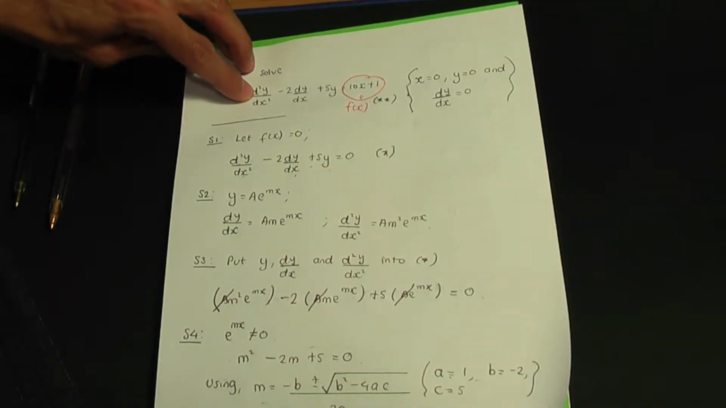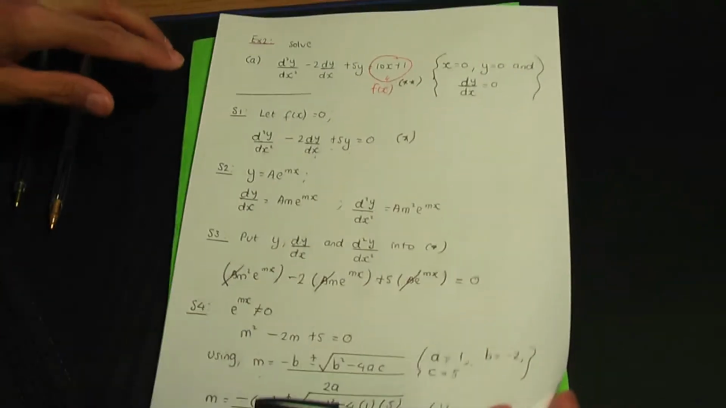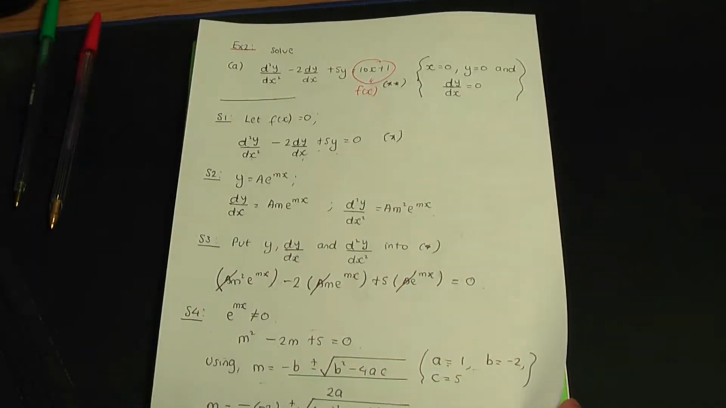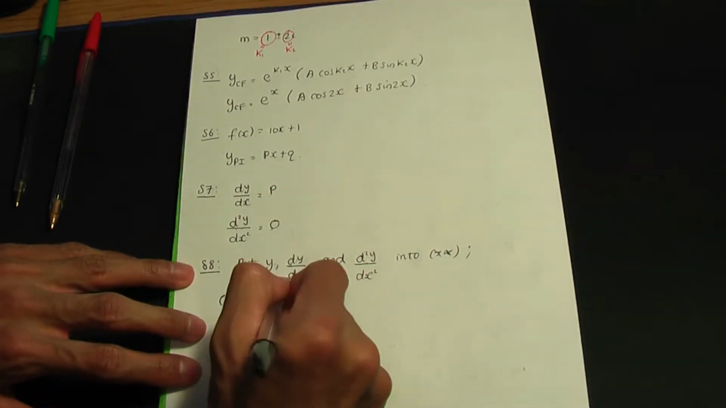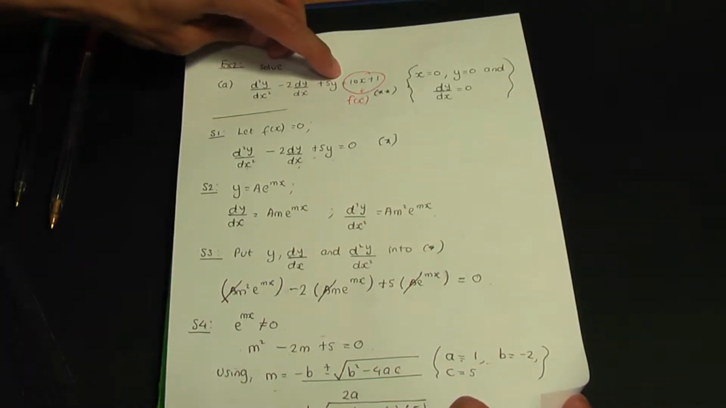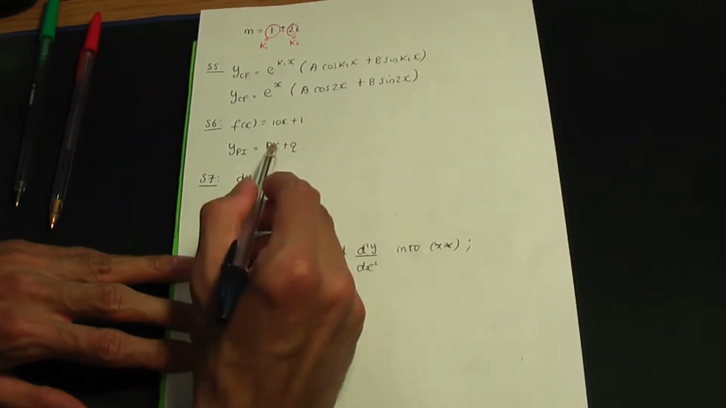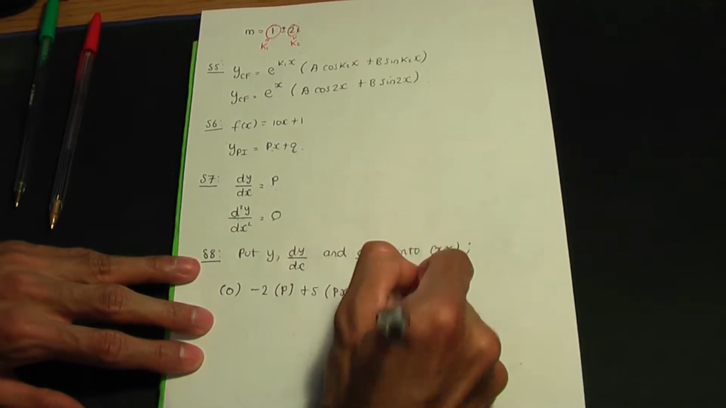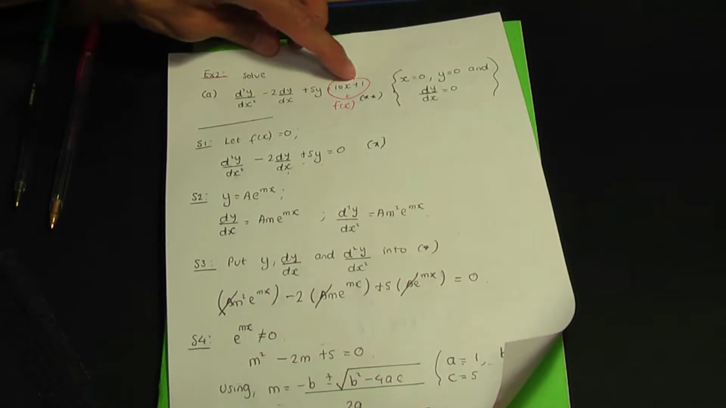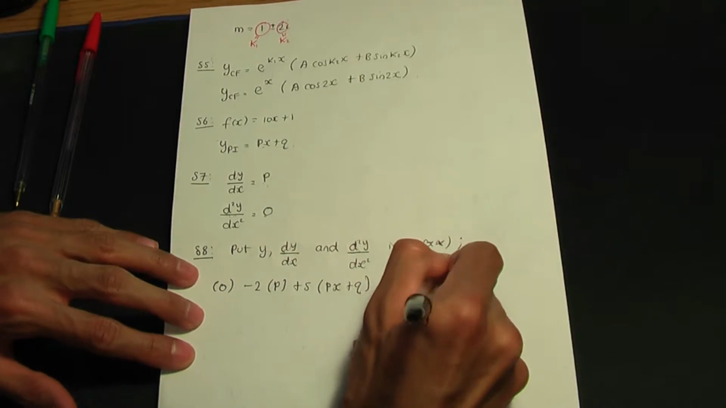Okay, so when we do this, this is what we're going to have. It's d2y by dx squared, and that is 0, minus 2 of dy by dx, so minus 2, and dy by dx is p, plus 5 times y, which is px plus q, and that is equal to 10x plus 1 on the right hand side. So that's equal to 10x plus 1.